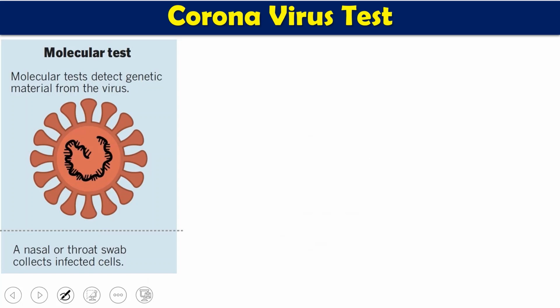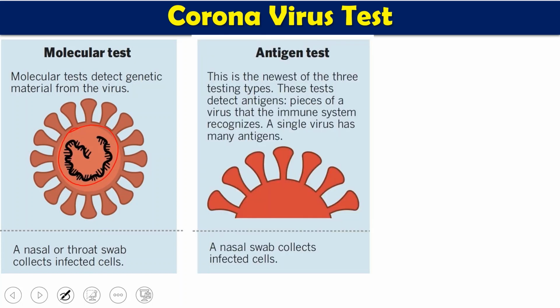In this case, we are going to collect the nasal sample, a swab from either nostril or a throat swab. If the virus is there, it will come in the swab, and that will be detected for the presence of the genetic material, the RNA. The second important test is called the antigen test.